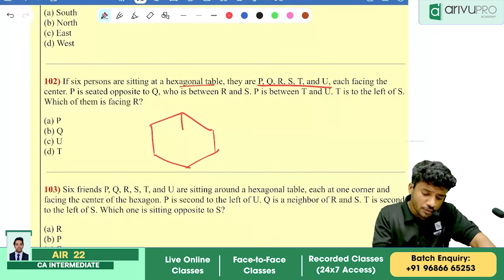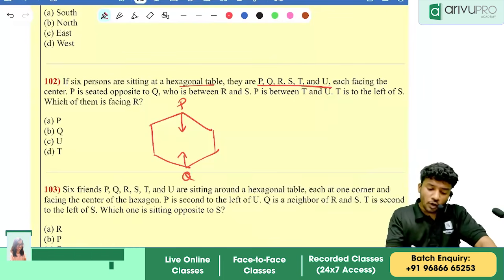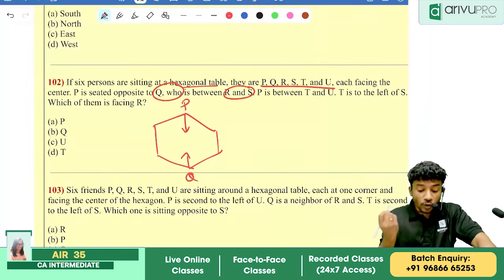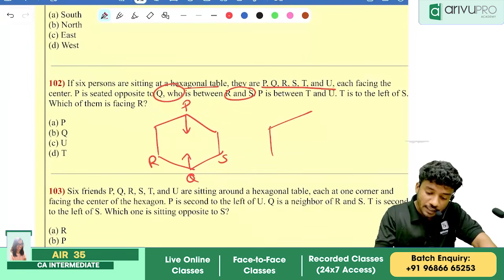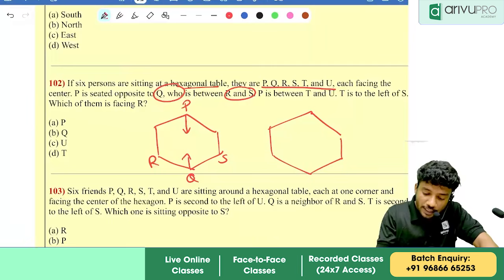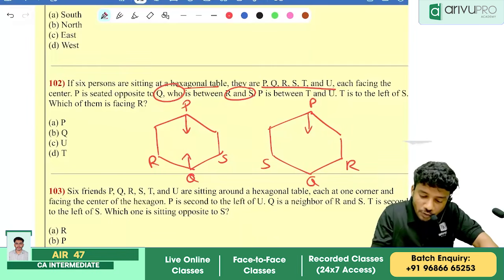P is seated opposite to Q. Then, who is between R and S? Q is between R and S. Either it will be like this, or it will be like the other way: Q is between S and R. That is also required.